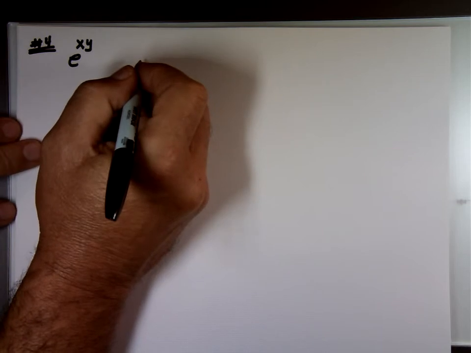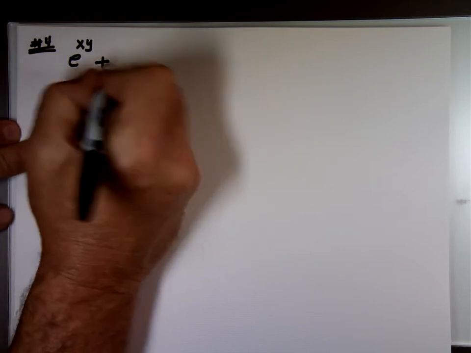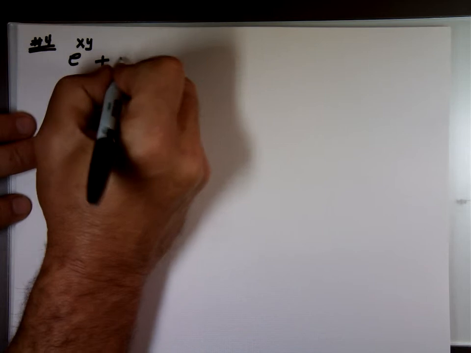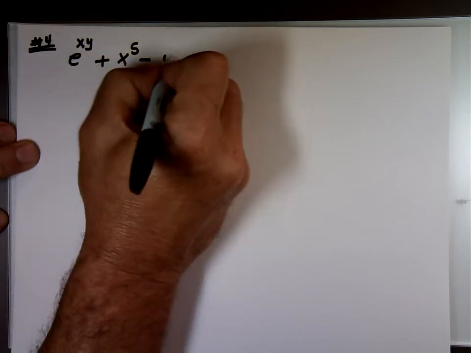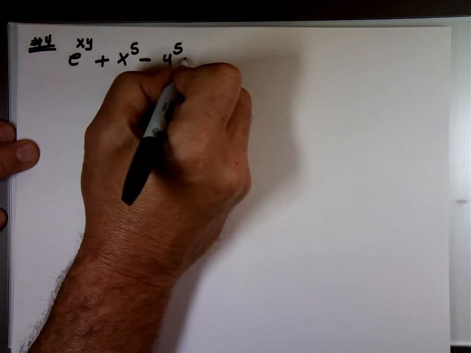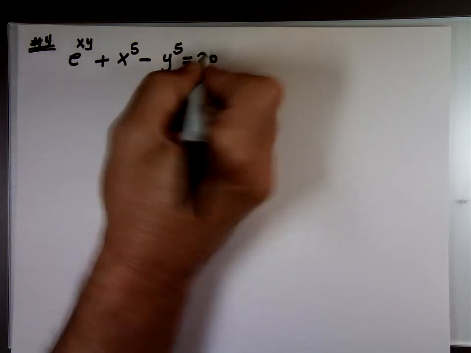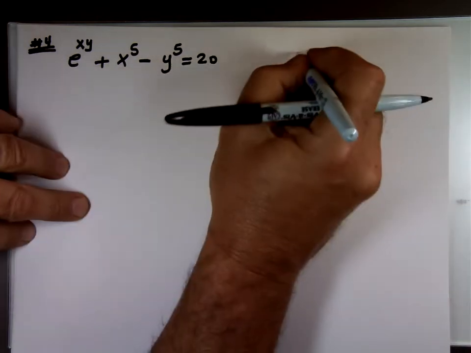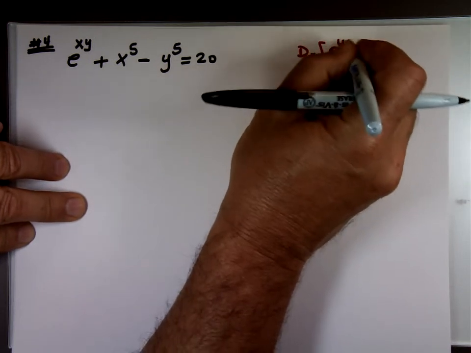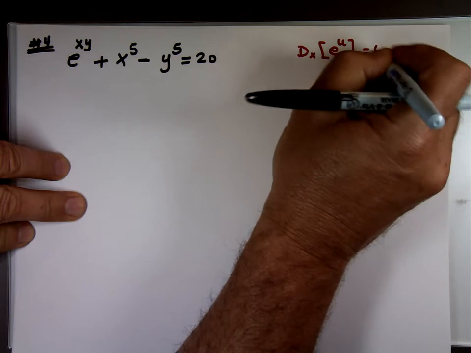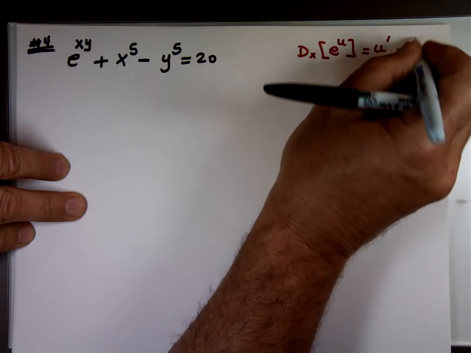This is number 4. e^(xy) plus x to the 5th minus y to the 5th equals 20. Again, just a reminder, the derivative of e to the u is u prime times e to the u.